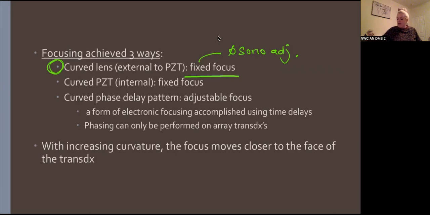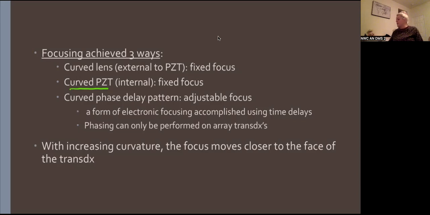The second way that Bob can focus: Bob can put a curved lens in front of the PZT to focus. The second thing that Bob can do is curve the actual PZT. So careful here. I'm not saying the PZT shape is going to change. Remember, what is the shape of a PZT in a single element transducer? It's coin or disc shape, right? What is the shape of a PZT in an array transducer?